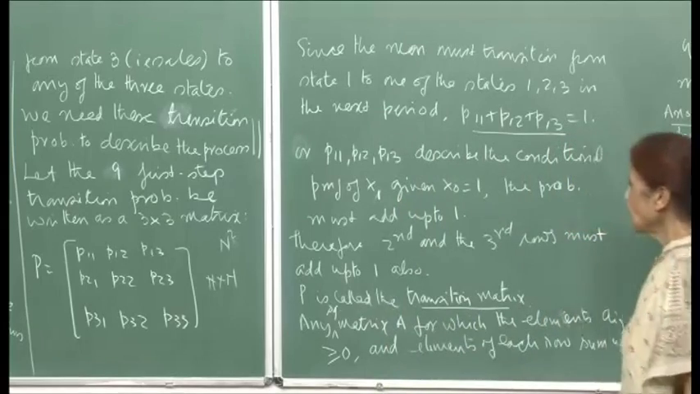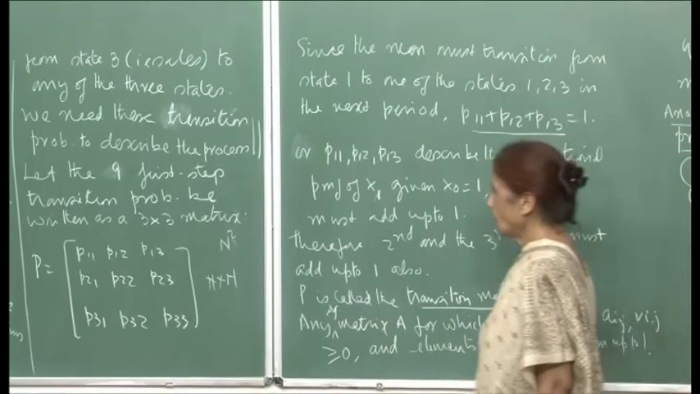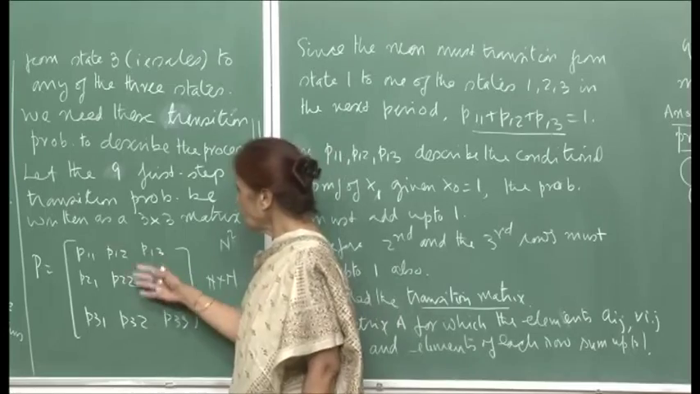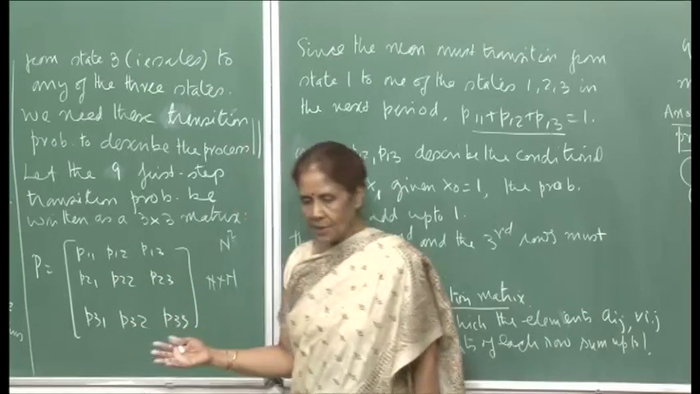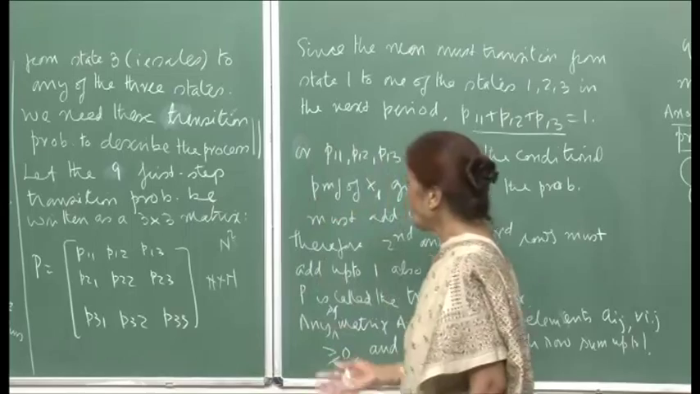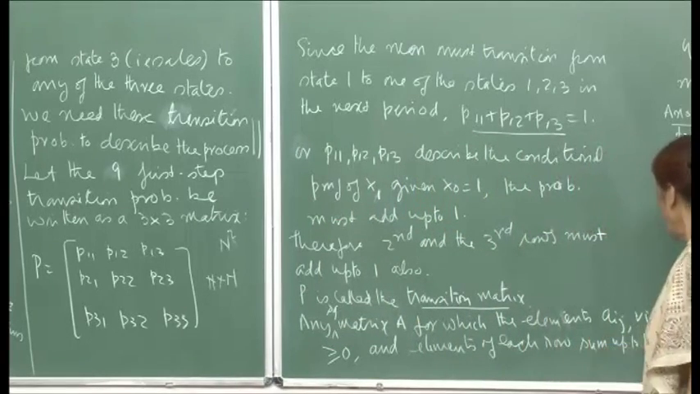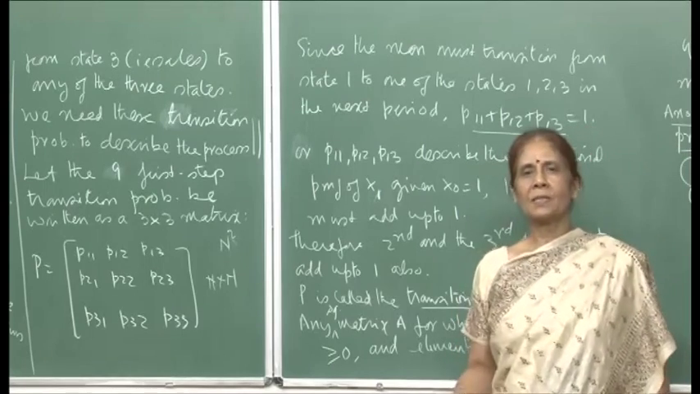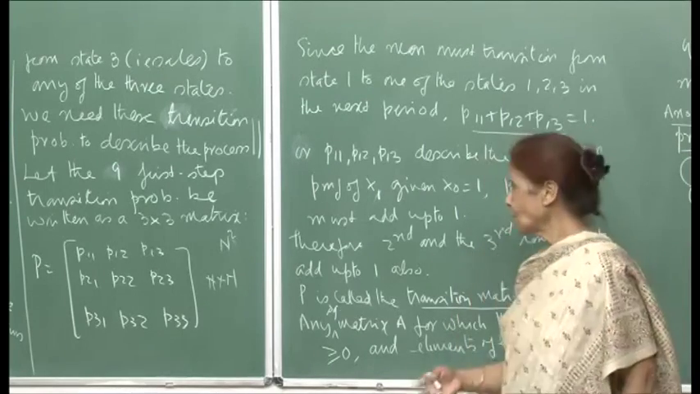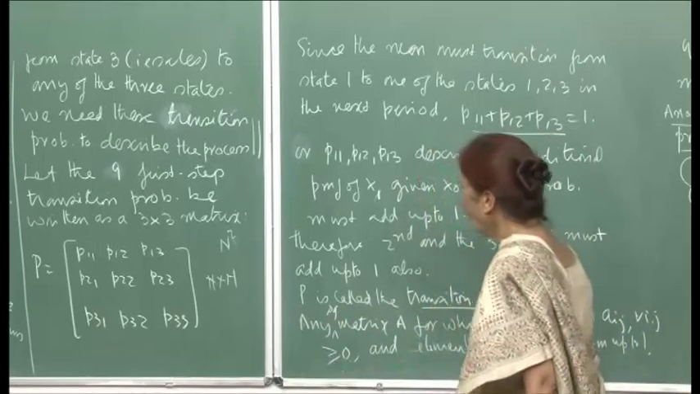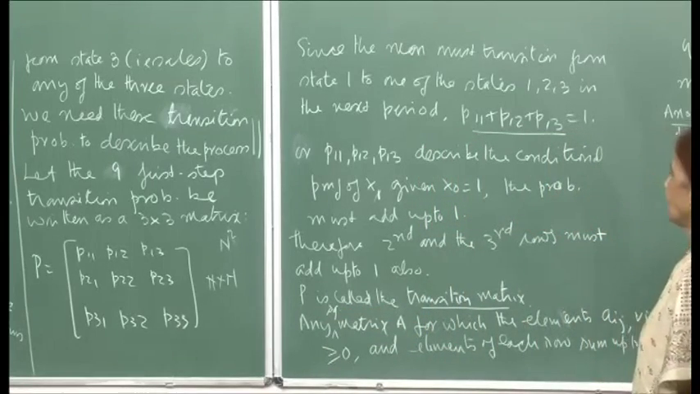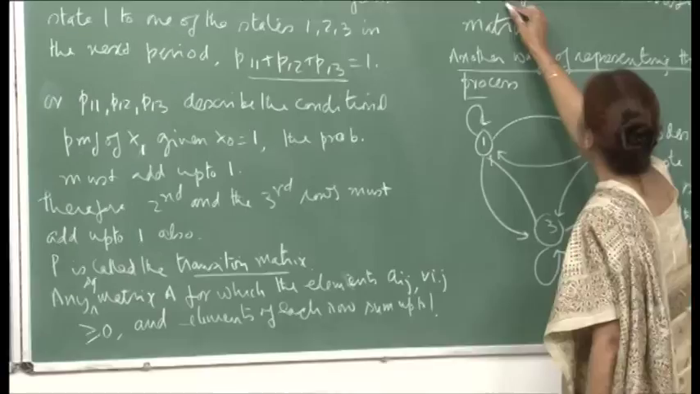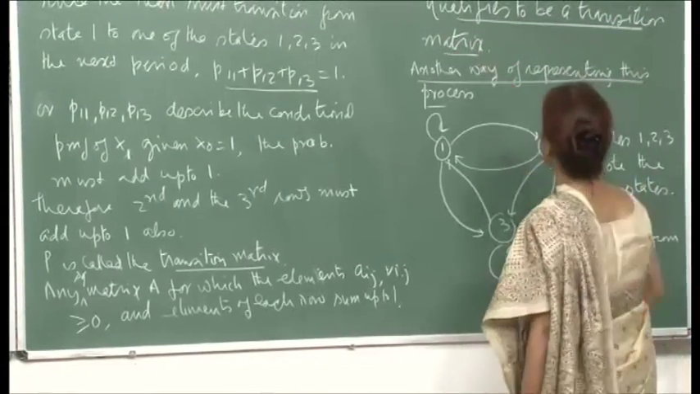So, now any square matrix which has all elements non-negative, because these are probabilities so they have to be non-negative numbers, and whose rows add up to 1, will qualify to be a transition matrix. That means, we can say that there must be a stochastic process which can be associated with such a matrix. So, all entries are non-negative and the elements of every row add up to 1. Okay. So, this will qualify to be a transition matrix, right.